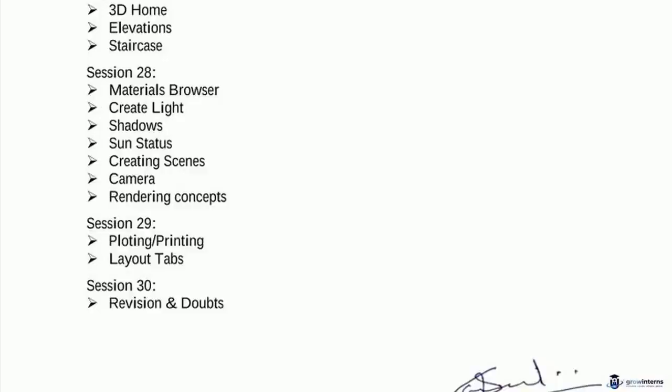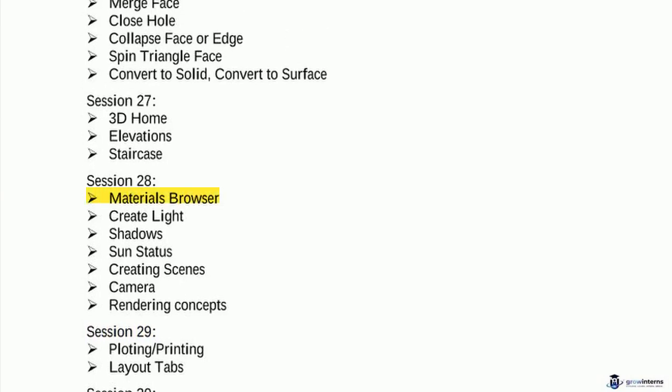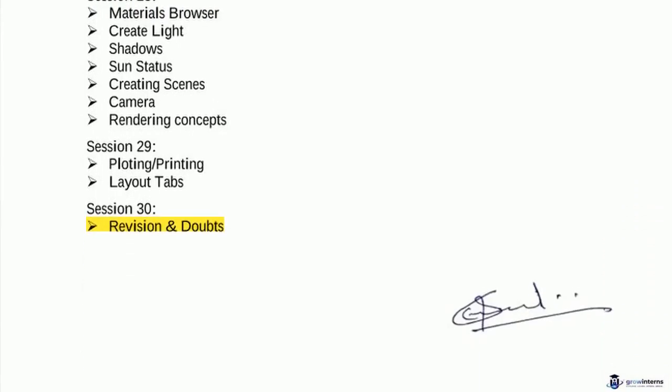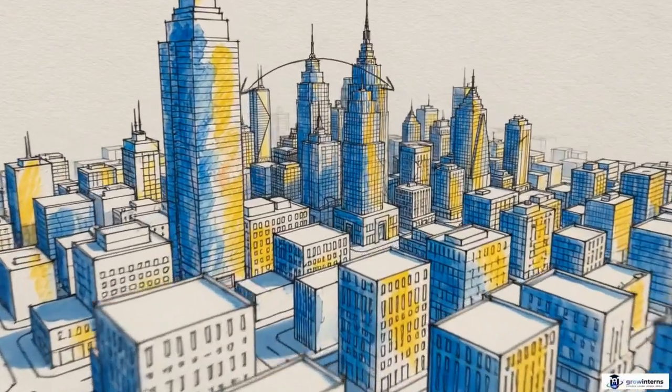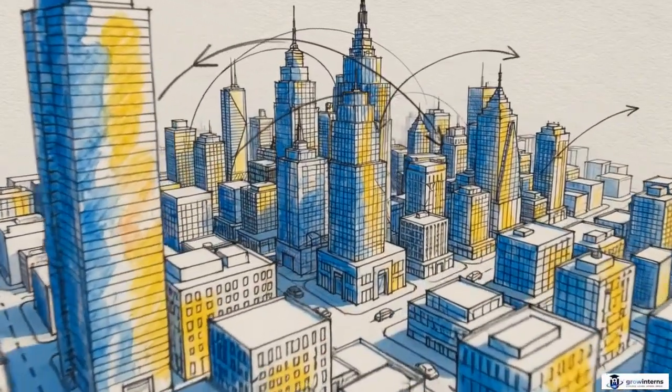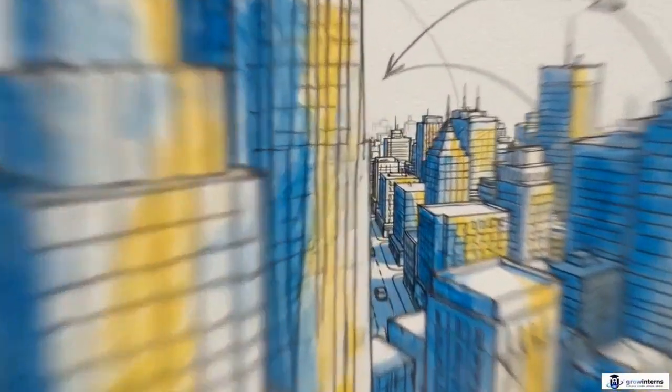The final page of this curriculum reveals the ultimate goal. Session 29 is dedicated to plotting, printing, and layout tabs. Directly above, the course pushes into full 3D space, applying materials and generating renderings. Finally, Session 30, Revision and Doubts, covers auditing files and correcting systemic errors. At this stage, the user is no longer a beginner fighting the user interface. They are orchestrating a complex, multi-layered drafting system.